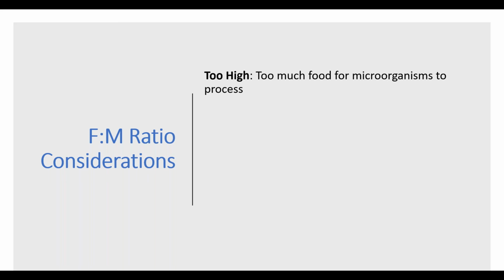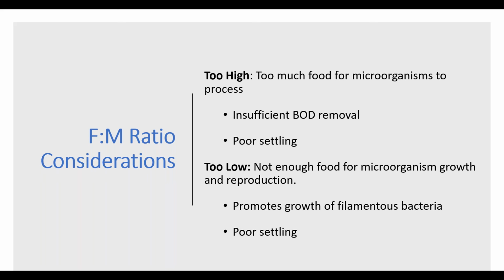If you have an FM ratio that's too high, that means you have too much food for the microorganisms to process. So by the time you get to the end of the tank, you're still going to have BOD there, insufficient BOD removal, and poor settling. If it's too low, there's not enough food for the microorganisms to be healthy. So it can promote the growth of filamentous bacteria, can have an unhealthy biome, and also poor settling.